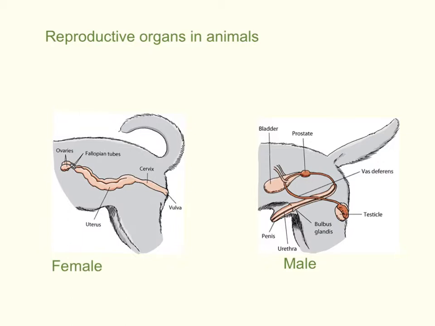In the male, there are the testicles, which is where the sperm is produced. Then there's the long tube that carries the sperm, called the vas deferens, the prostate, which adds in fluid, and also the bladder, which will drain down the same opening through the penis as the sperm will come through. So these both come down through the urethra.